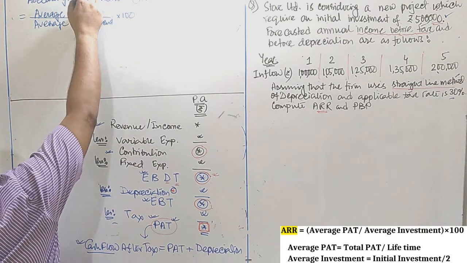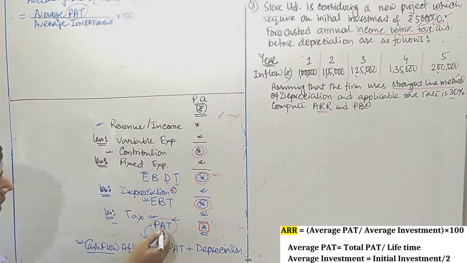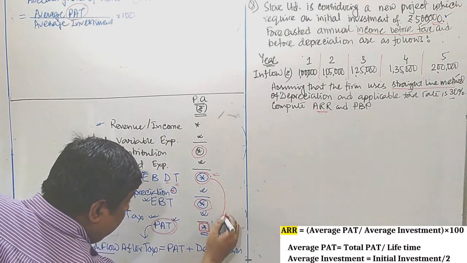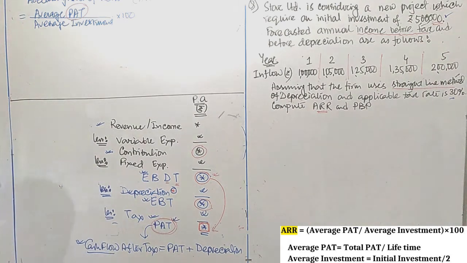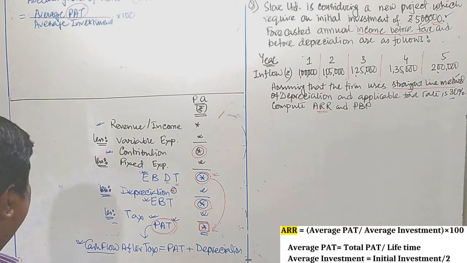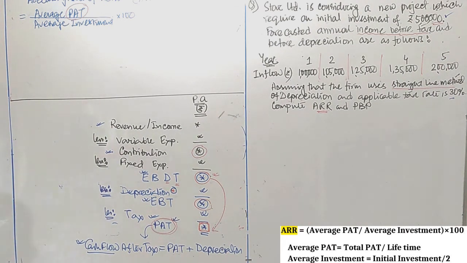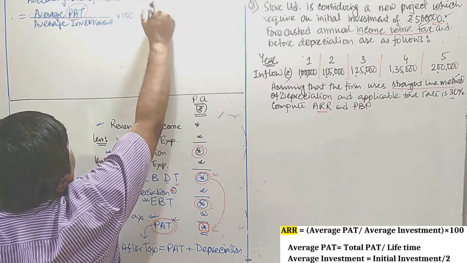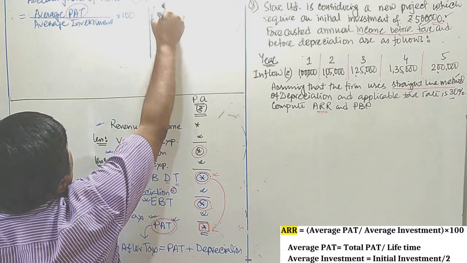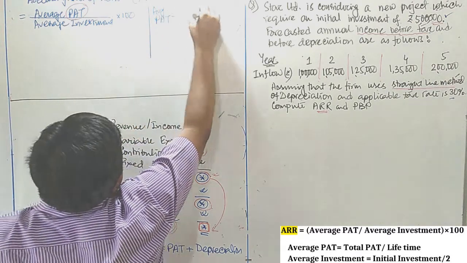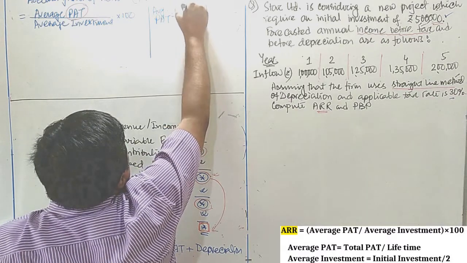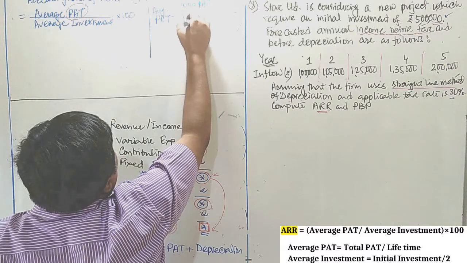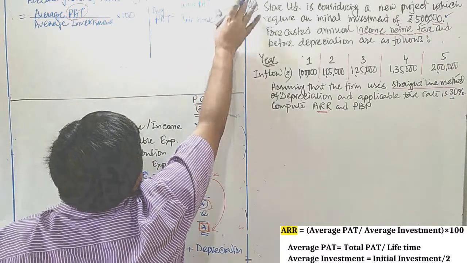Now profit after tax, that particular terminology is available here. That means EBDT is provided to you, but you have to convert the EBDT into PAT initially. How to calculate that average PAT? What is the formula of getting that average PAT? Average PAT equals total PAT divided by lifetime. Get that average PAT.